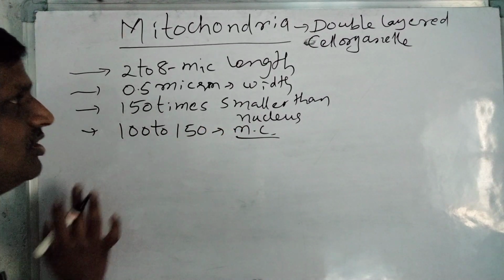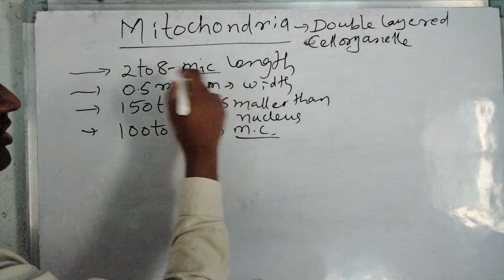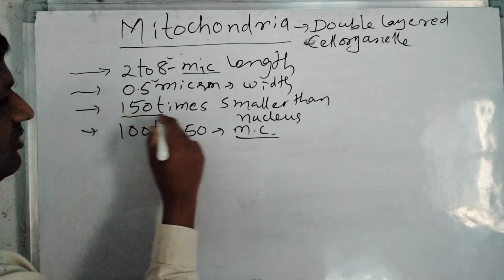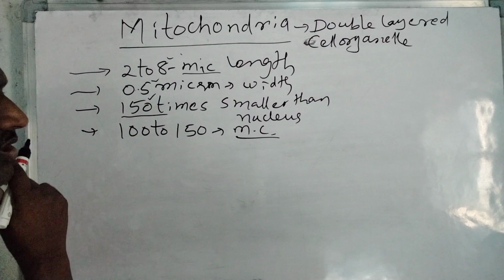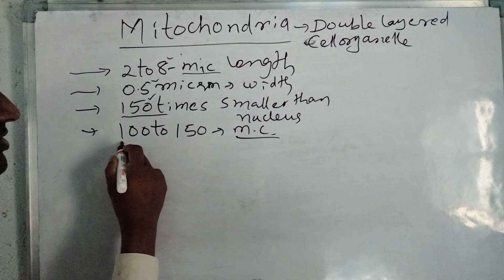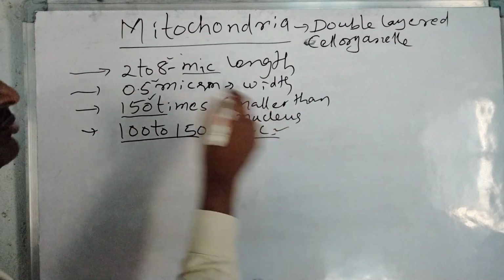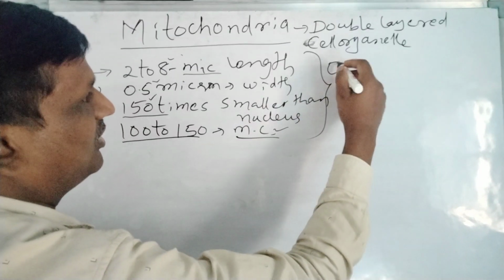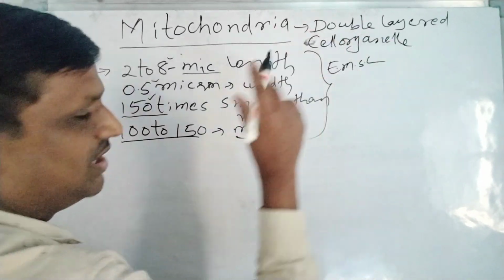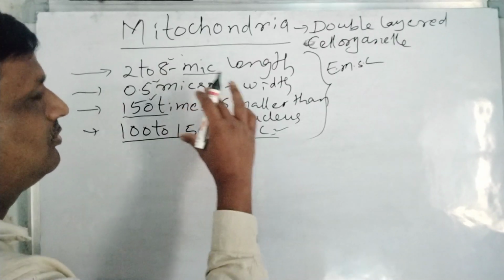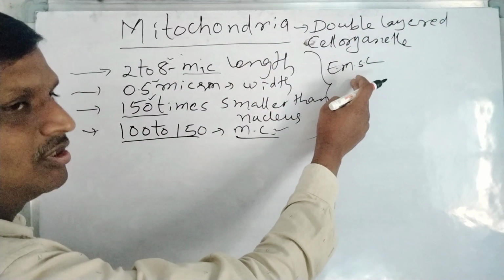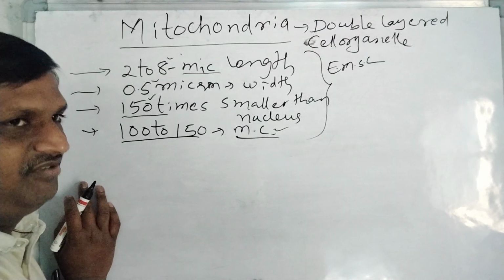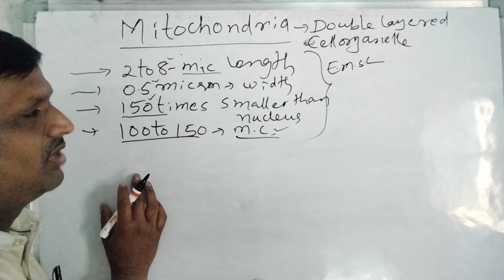So this is the most important information. The length of the mitochondria is 2 to 8 microns. The width is 0.5 microns. It is 150 times smaller than the nucleus, and in each cell there are 100 to 150 mitochondria. It is so small that we can observe it, and its internal structure and finer sections, only through the electron microscope. Otherwise, we cannot observe it.